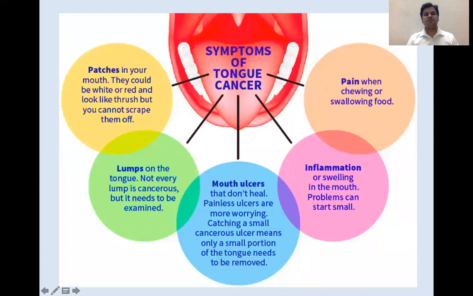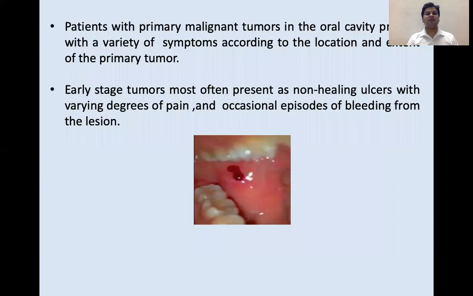Then symptoms of tongue cancer: pain when chewing or swallowing, inflammation, mouth ulceration that does not heal and does not respond to local treatment, lumps on the tongue, and patches in your mouth. These are the symptoms of tongue cancer. Now take a patient with a primary malignant tumor in the oral cavity, with varying symptoms according to the location of the primary tumor. An early stage tumor most often presents as a non-healing ulcer with varying degrees of pain and some occasional episodes of bleeding.